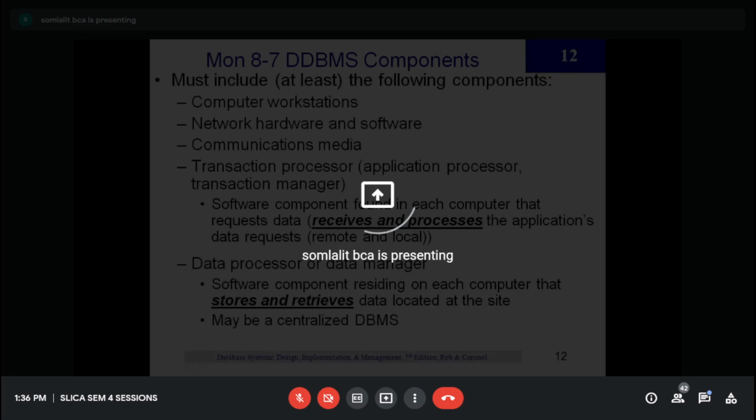So what we were discussing, transaction processor and data processor. What is the difference between transaction processor and a data processor? See, all these questions can be asked in your Viva also. What is the difference between transaction processor and data processor? जल्दी बताओ.